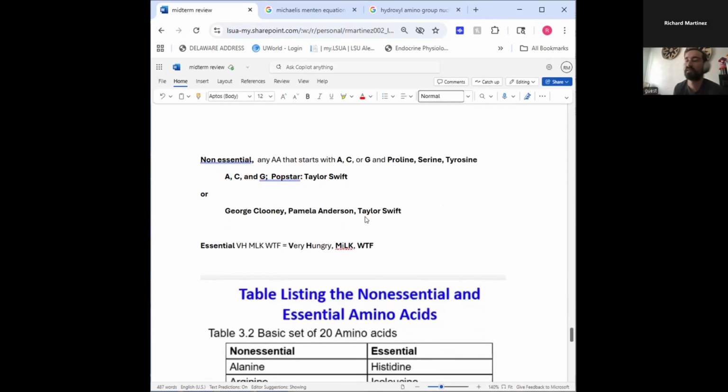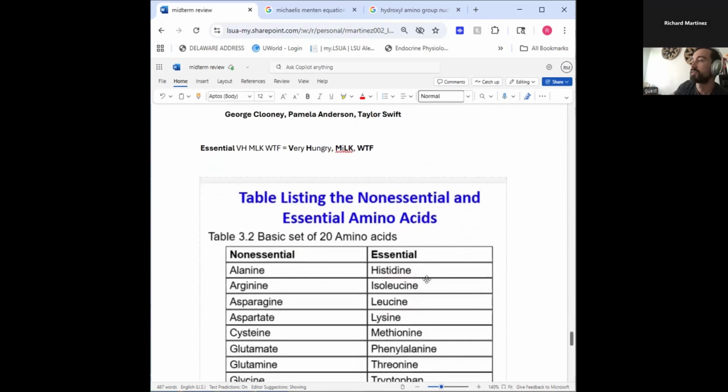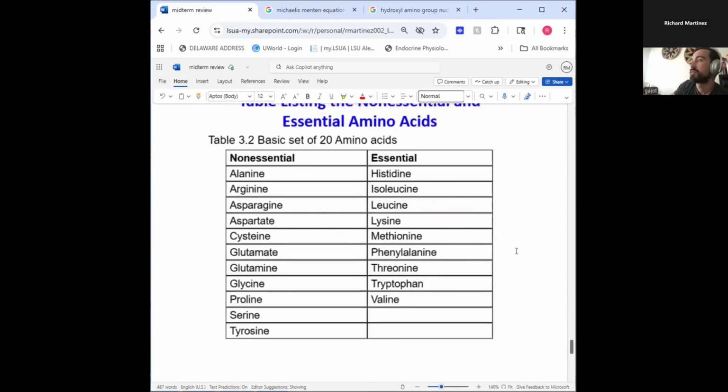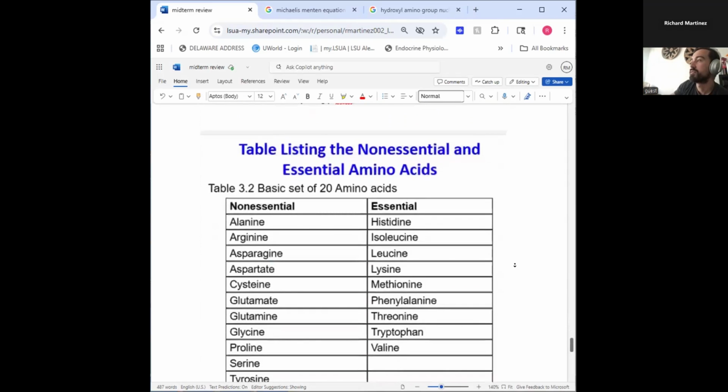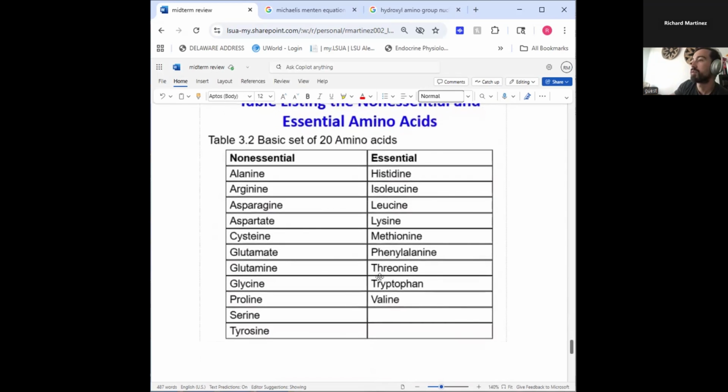The essential amino acids are a little easier. It's VH, MLK, WTF. Very hungry, milk, WTF. Super simple. Here's your list. I'll give you a moment to take a screenshot and make your notes.